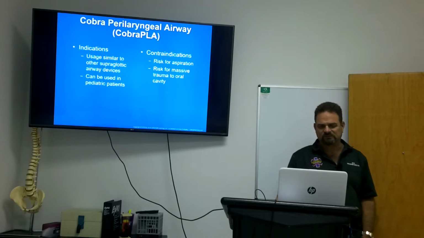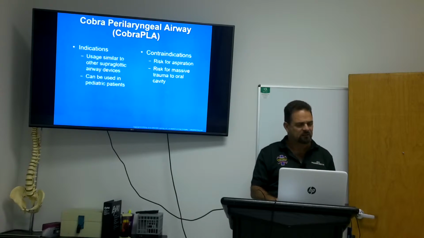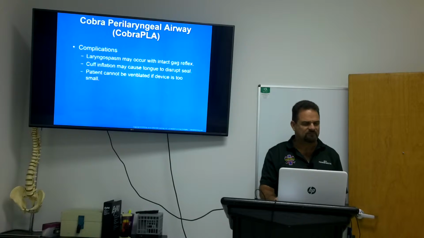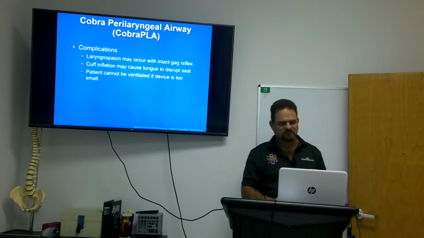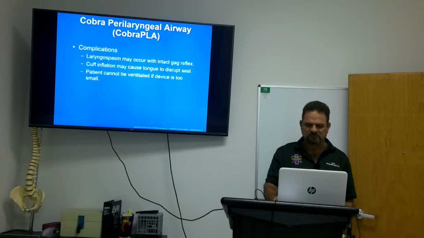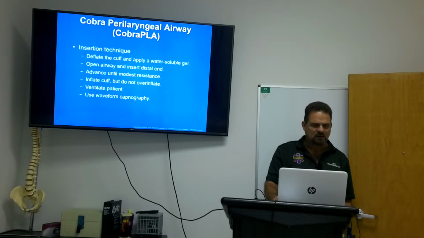Indications and usage are similar to other supraglottic airway devices, and it can be used in pediatric patients. Contraindications: risk of aspiration, and massive trauma to the oral cavity. Other complications: laryngeal spasms may occur with an intact gag reflex. If not inserted far enough, the inflation of the cuff may cause the tongue to disrupt the adequate seal. The patient cannot be ventilated if the device is too small.